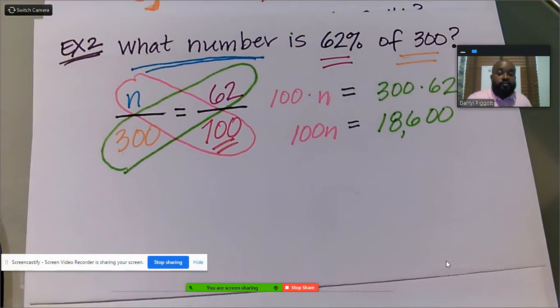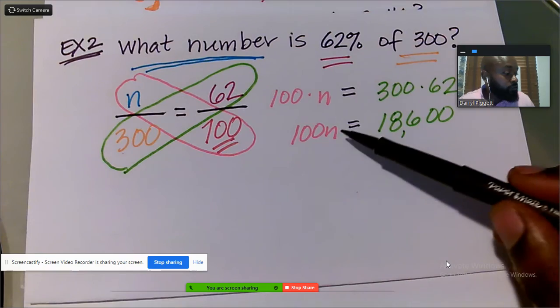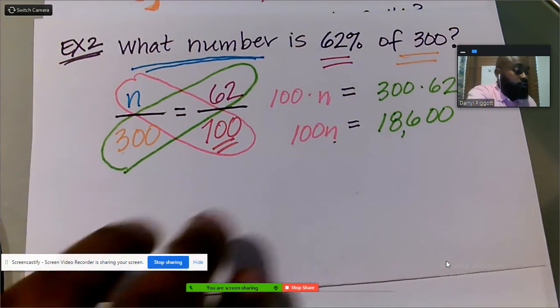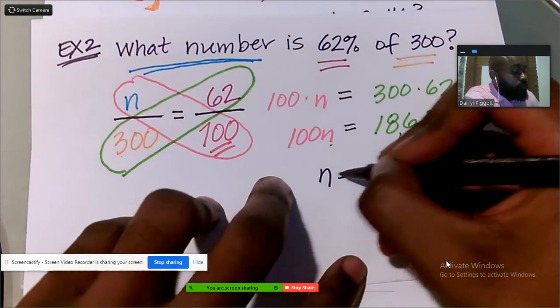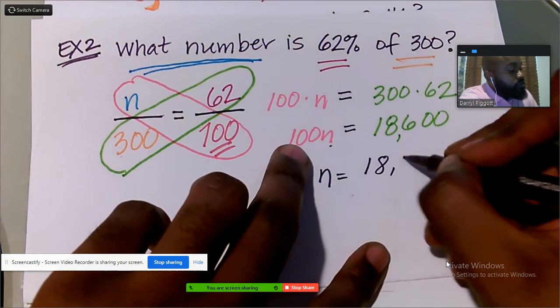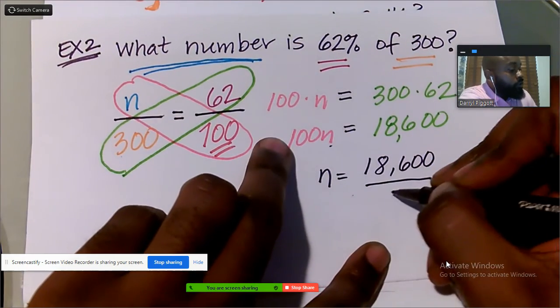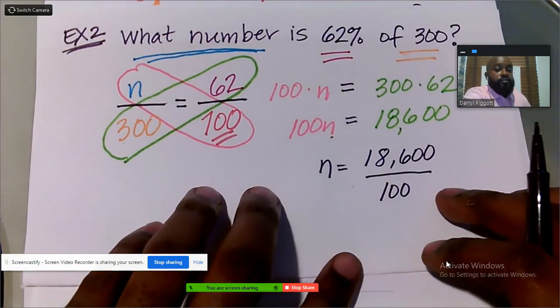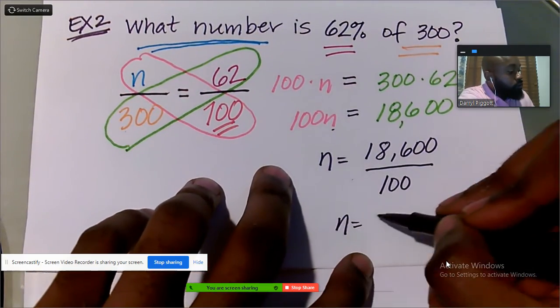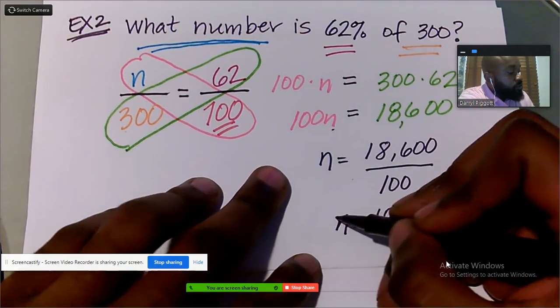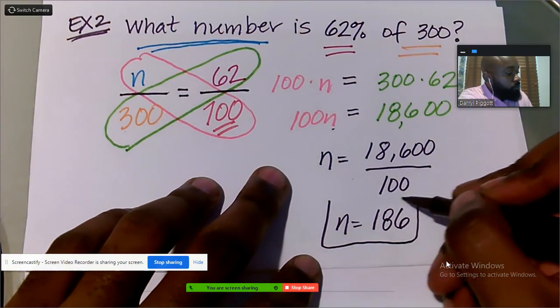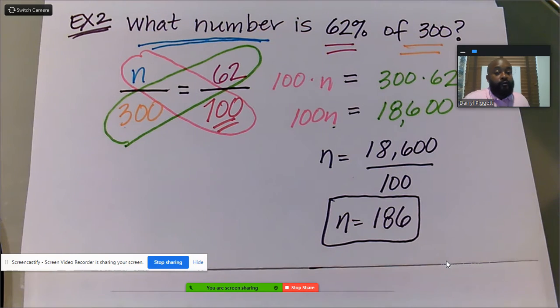Boom. So the last thing we have to do here is divide both sides by the number in front of the variable. That variable is n. So I'm going to divide by 100. So n equals 18,600 divided by 100. And so n equals 186. Y'all know me, I like to put a box around mine. Okay? So that's the second type of percentage problem.